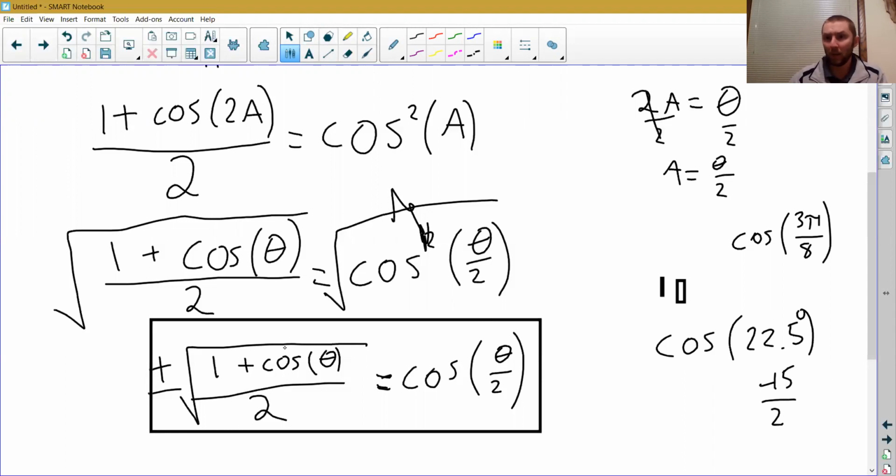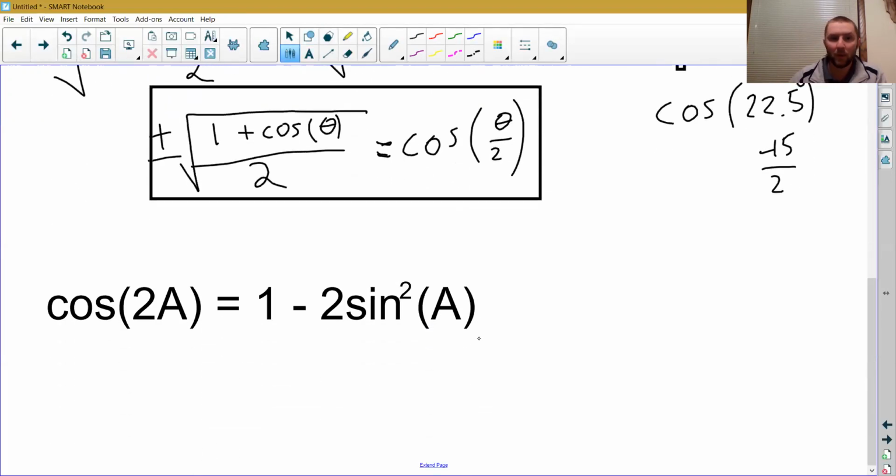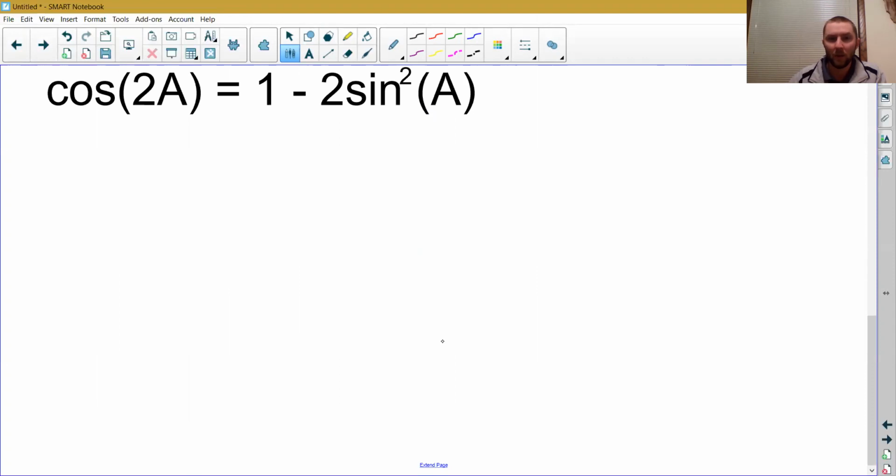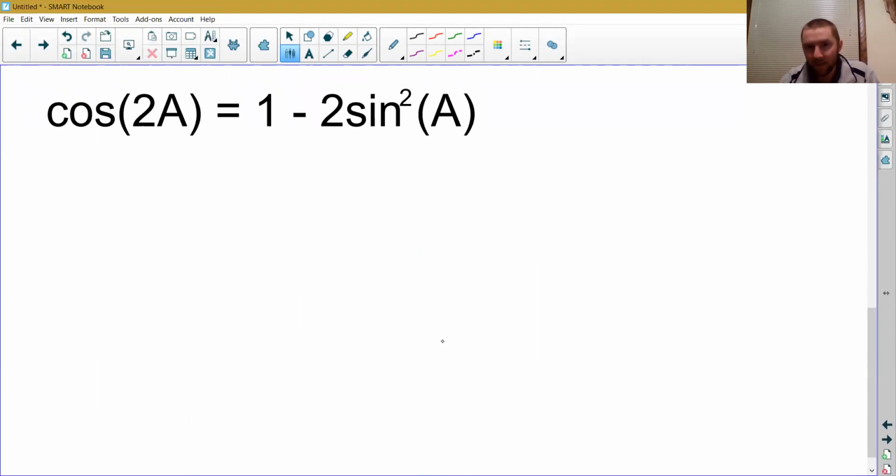So we also want to be able to do this for sine. So if we look at a different double angle formula for cosine, this is going to allow us to use basically similar logic, similar steps to find the half angle formula for sine. So again, in the end, my goal is to have something sine theta over 2. I am going to keep in the back of my mind that eventually 2a is going to equal theta, and I'm going to make that substitution in a little bit.